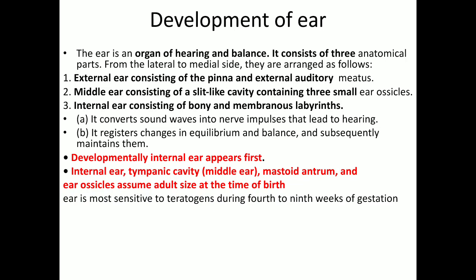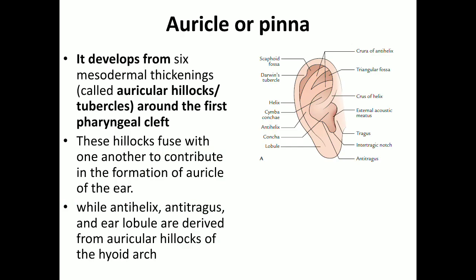The ear is most sensitive to teratogens during the 4th to 9th week of gestation, at the time of development of the ear. You can remember it by the mnemonic TIME: T for tympanic cavity, I for internal ear, M for mastoid antrum and E for ear ossicles. These are the four structures which assume the adult size at the time of birth.